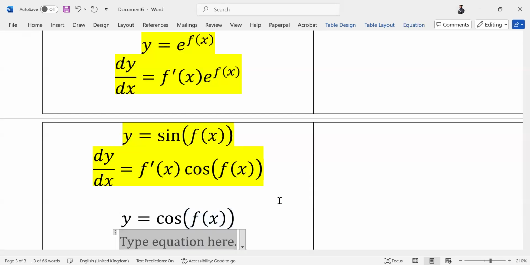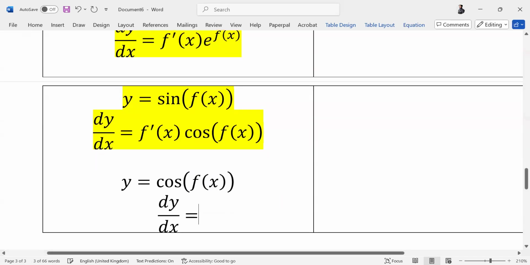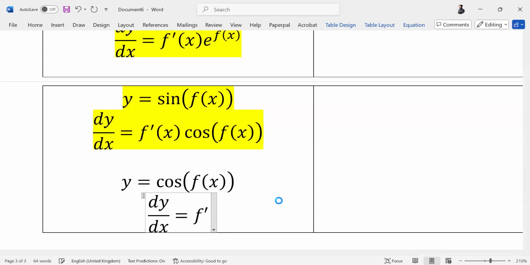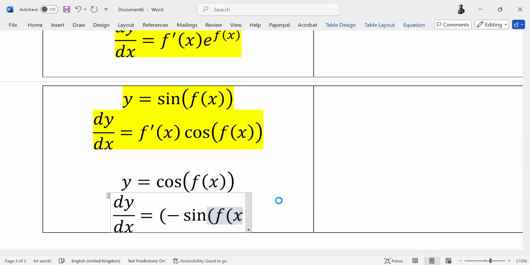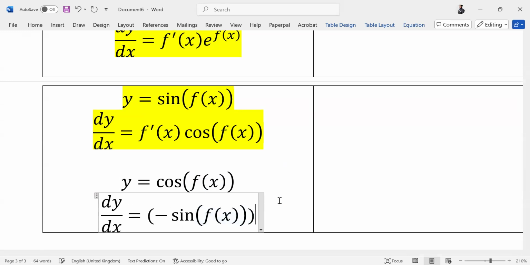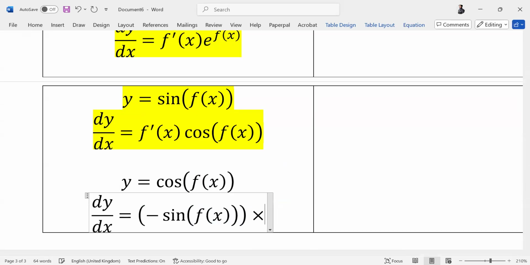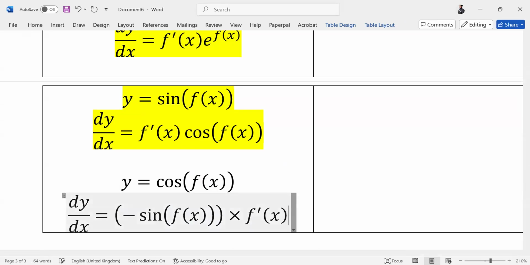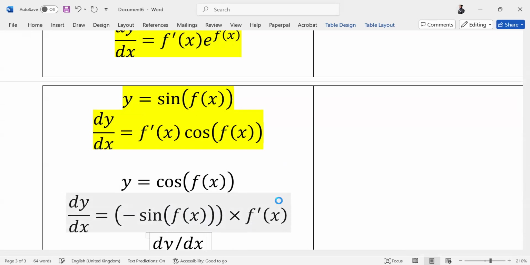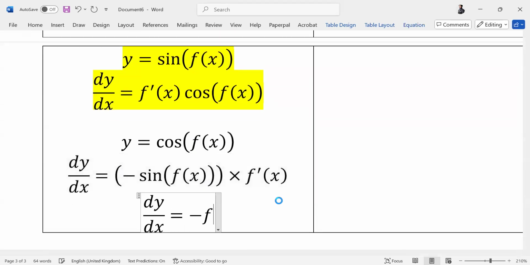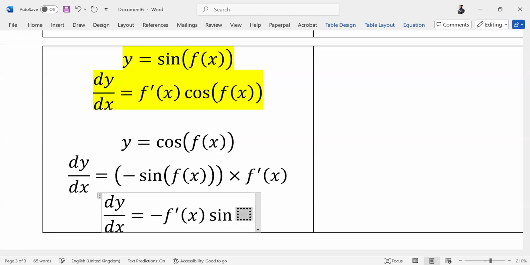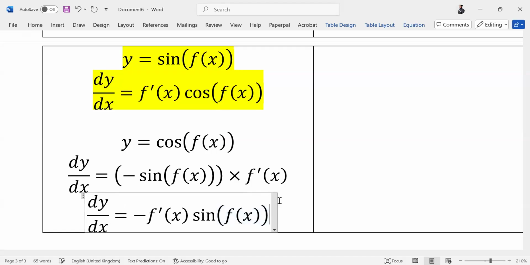And I urge you to check it through the chain rule. So cos x: the derivative of cos is negative sine. The angle remains as it is, which can be any function, and it multiplies by the derivative of f. So I'll write it in a simpler way so that it's easier for us to understand. Negative f dash x. This negative is not because of the derivative, this negative is because of sine. The derivative of this cos is negative sine x, and that negative is written here.